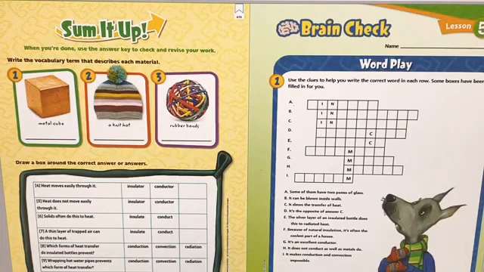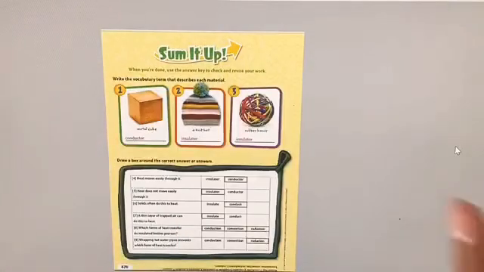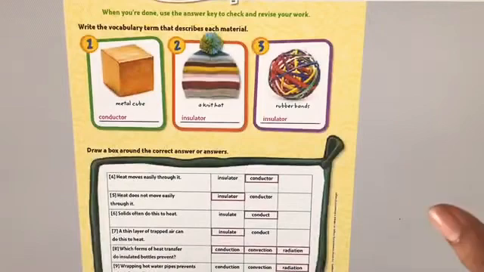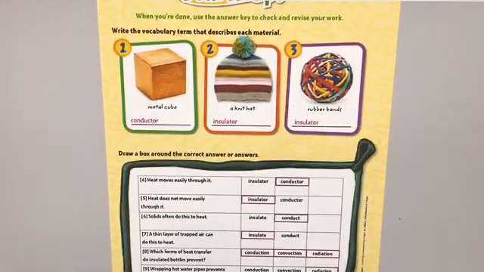Now, let's see the answers. Alright. A metal cube definitely is a conductor. It's the best conductor that you ever could have. Metal cube. Then the hat is insulator because it keeps your head warm. It keeps the head heat temperature the same. So it insulates heat, doesn't allow heat to come in. So when you are feeling cold, you can wear your hat so you don't feel more cold.